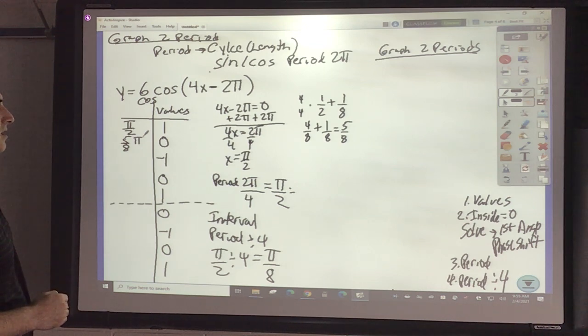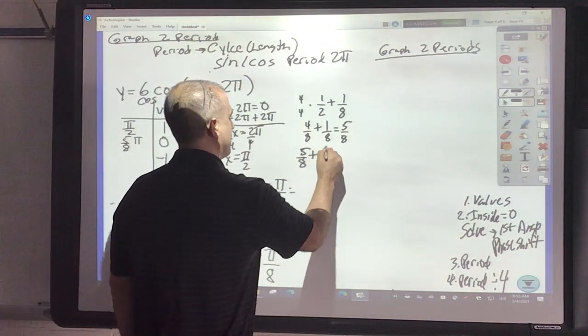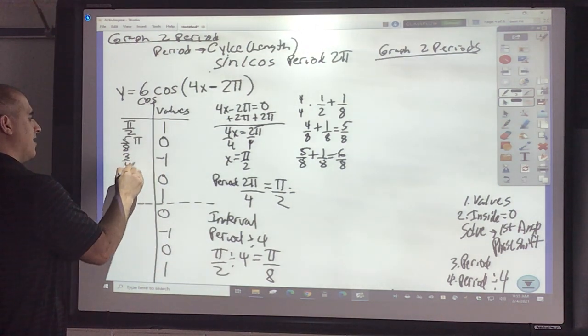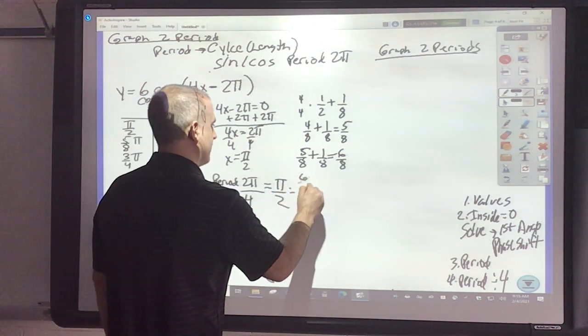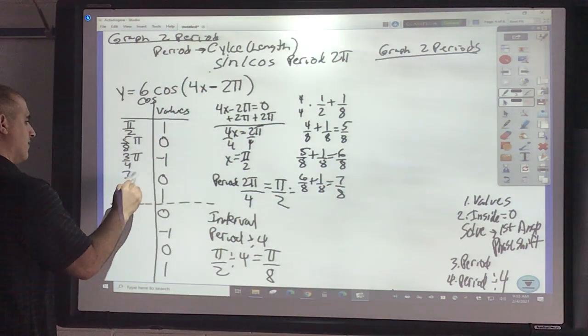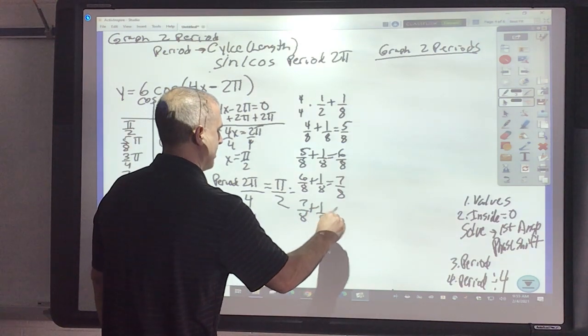4 over 8 plus 1 over 8 is 5 over 8. Then 5 over 8 plus 1 over 8 gives me 6 over 8. Well, what does that reduce to? 3/4 pi. Okay, then 6 over 8 plus 1 over 8 is 7 over 8, 7 over 8 pi. 7 over 8 plus 1 over 8 equals 1 pi.